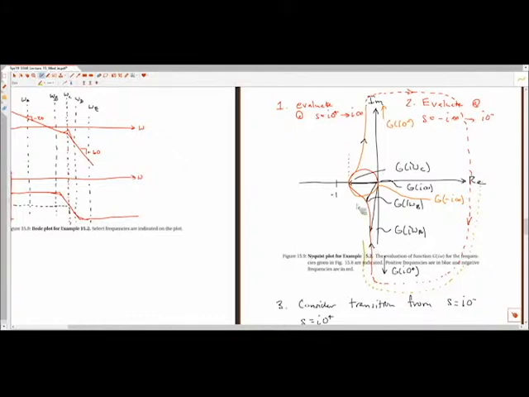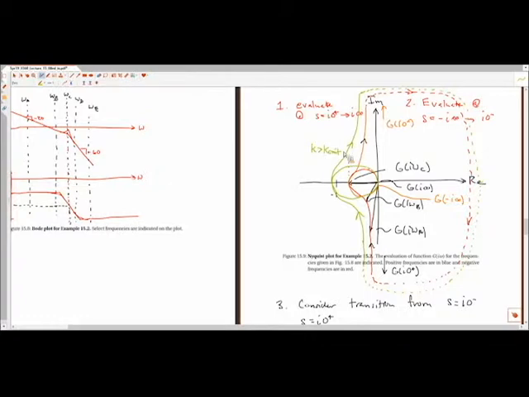Now my plot is scaled. If I increase the gain large enough, it's going to now encircle -1. Just to note, this is K greater than some K critical. It's going to encircle the point -1.